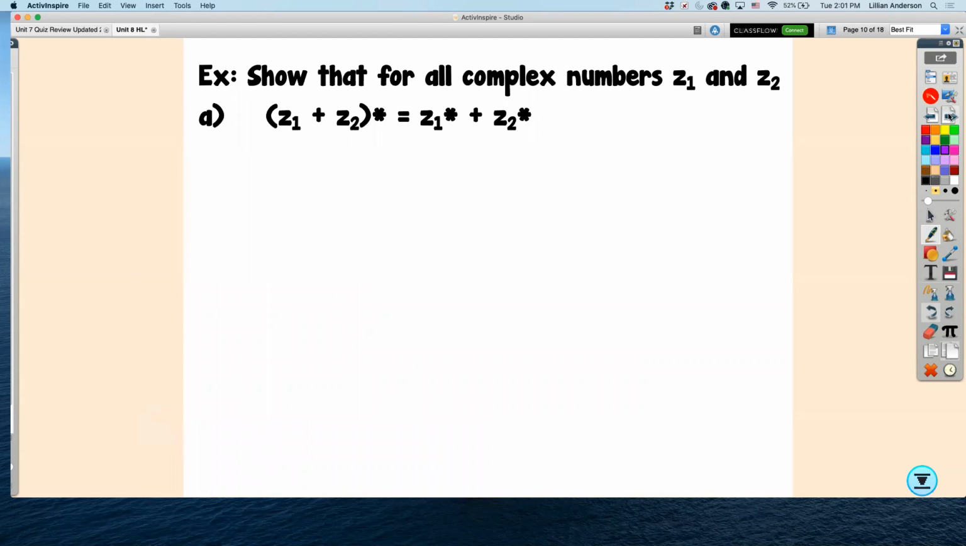Okay, so we're going to show that for all complex numbers Z1 and Z2, we're going to show this right here. Okay, it's a little proof. All right. So let's talk about our complex number Z1. What is the general makeup of a complex number in general? A plus bi. Okay, so that will represent Z1. I have a different complex number. How can I represent that?